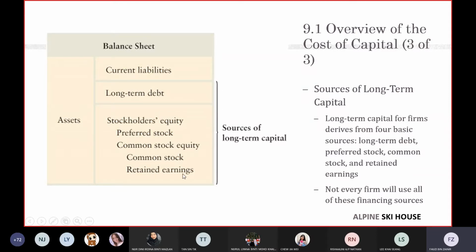As far as retained earnings are concerned, it is considered an opportunity cost, because retained earnings are basically undistributed profit, the profit that the company earns but does not give out to the shareholders as a dividend, because they feel that they can use it for better investment purposes. That's the reason why they retain it.